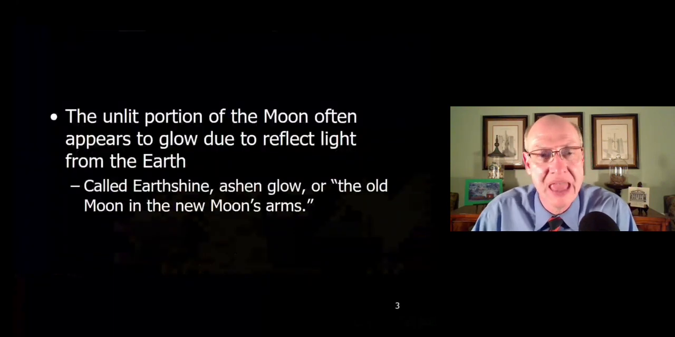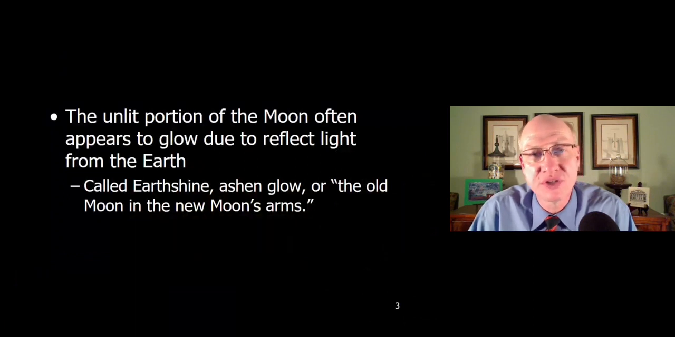So the first one is, have you ever noticed that sometimes when you look up there at the moon, you can see the thin crescent moon, but you can also see the unlit side of the moon, or what should be the unlit side of the moon, but it seems to be lit up just a little bit. That unlit portion of the moon appears to glow because of reflected Earth light. That is Earth shine that is lighting up that side of the moon. We sometimes call this earth shine. It's sometimes called ashen glow.